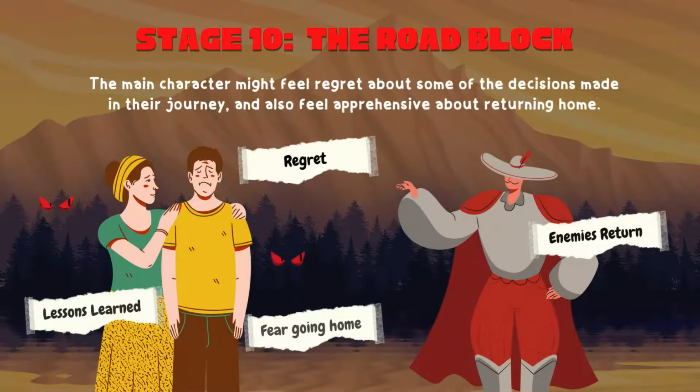Stage 10 is called the roadblock. The journey is now complete, and the hero is now heading back home. During this stage, the hero reflects on the lessons learned. They might even feel regret about some of the decisions made in their journey, and also feel apprehensive about returning back to the ordinary world. In this step, it is also common for the hero to run into previous enemies or challenges they believed they had overcome.